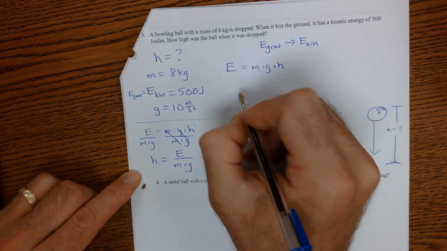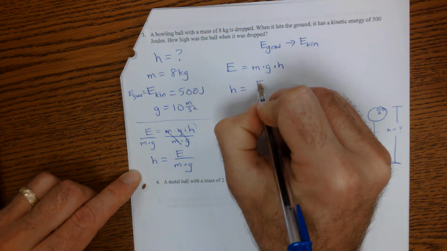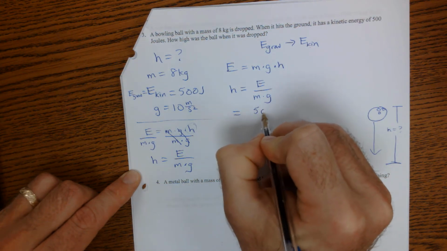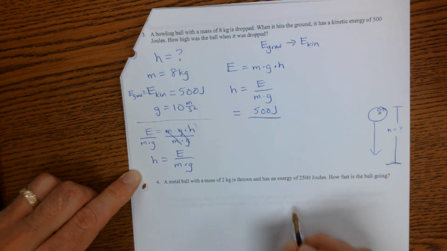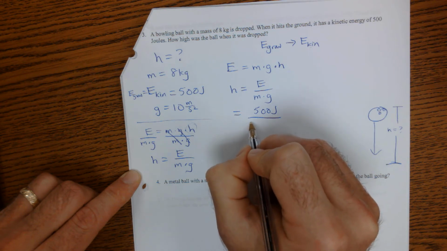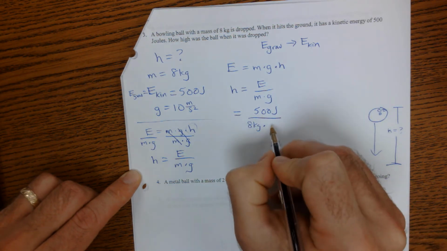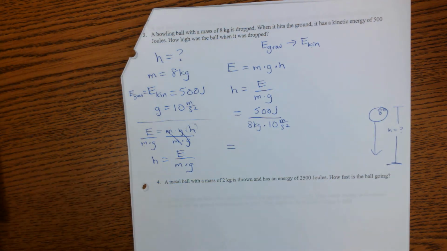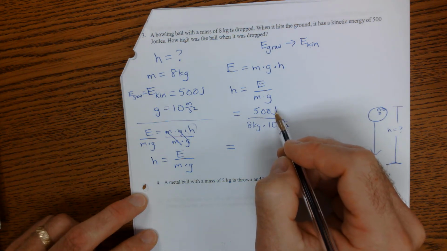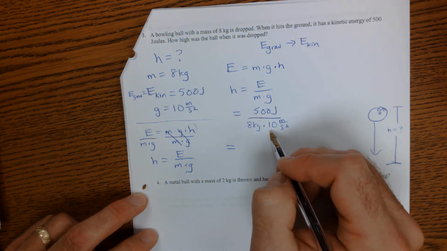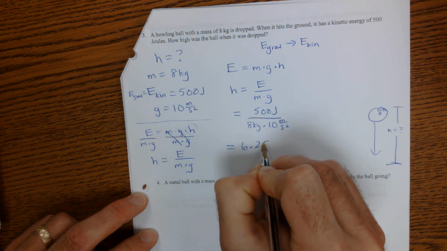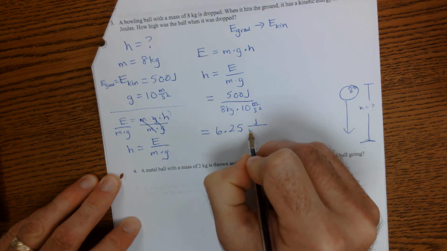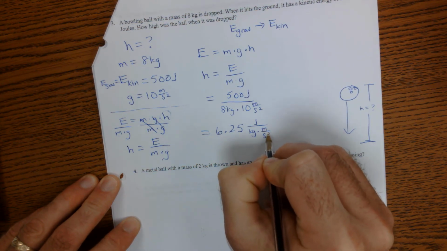So instead of working backwards up here, let's just go ahead and use our rearranged formula. And then we can substitute in our numbers. So we have 500 joules divided by mass, which is 8 kilograms, and gravity, which is 10 meters per second squared. Okay, let's go ahead and do our numbers. So 500 divided by 80 is going to get us 6.25. And then we end up with this weird unit of joules over kilograms times meters per second squared.